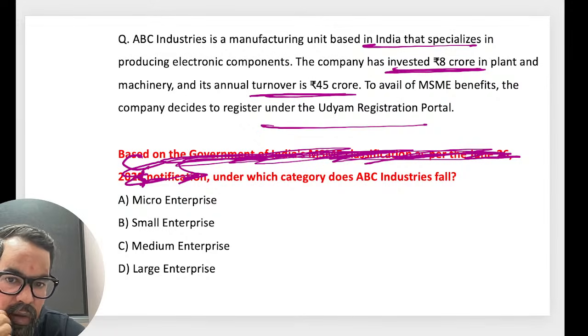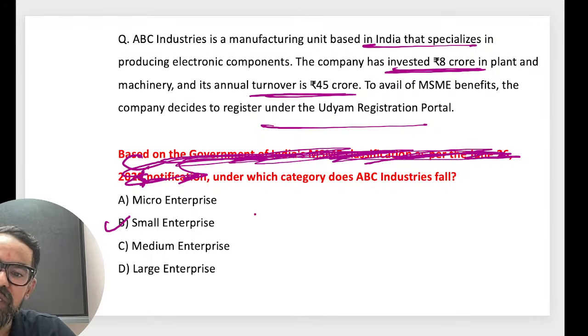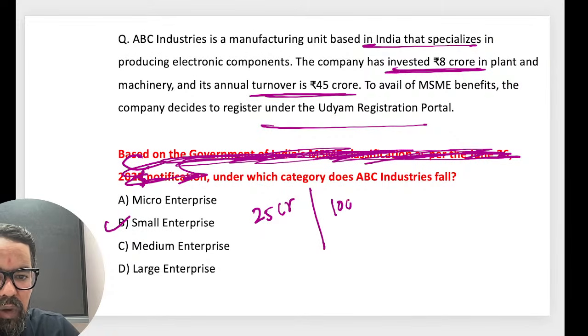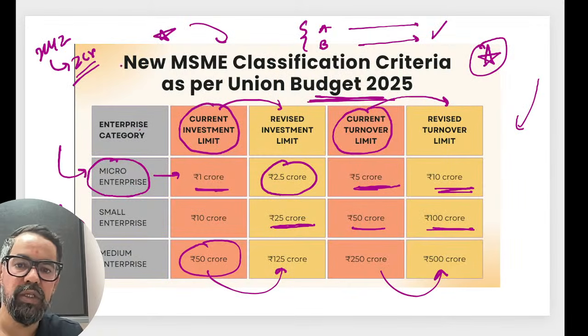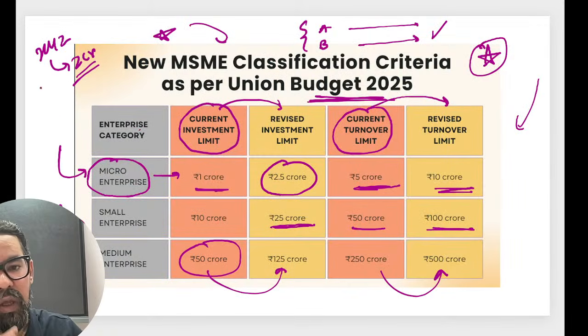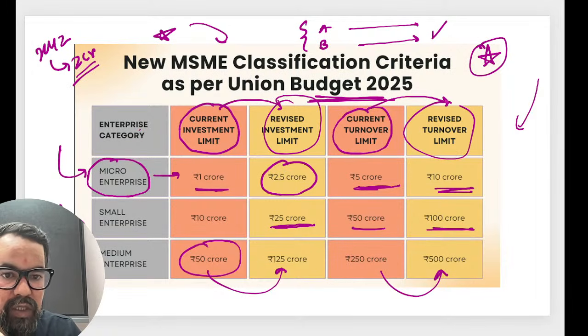ठीक है, so it is, because here investment is up to 25 crores and the turnover is up to 100 crores. Now in this case investment is 8 crores and this is 45 crores. ठीक है, so this is the one. Okay, this is the chart which you have to refer now. आप past को भूल जाओ, बिल्कुल भूल जाओ, just erase that particular one. Just remember the revised one. ठीक है, जो अभी के latest वाले हैं इनको थोड़ा सा ध्यान रखिएगा. That's it.